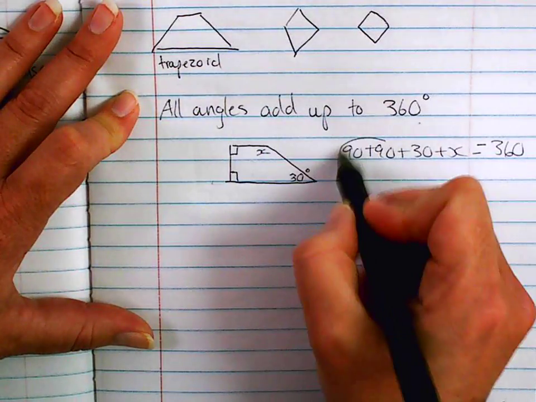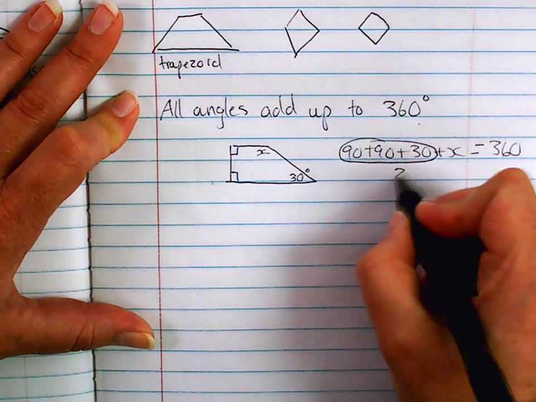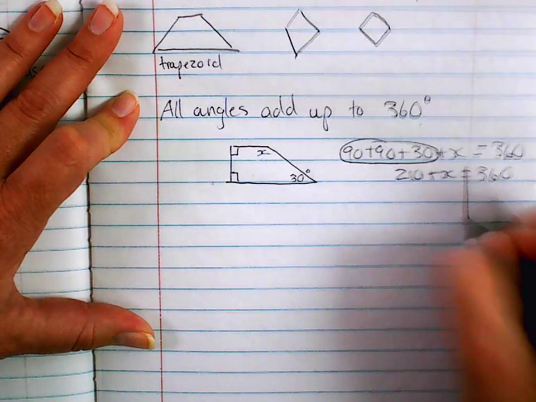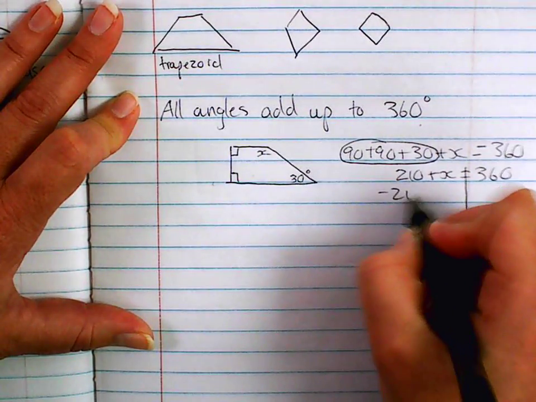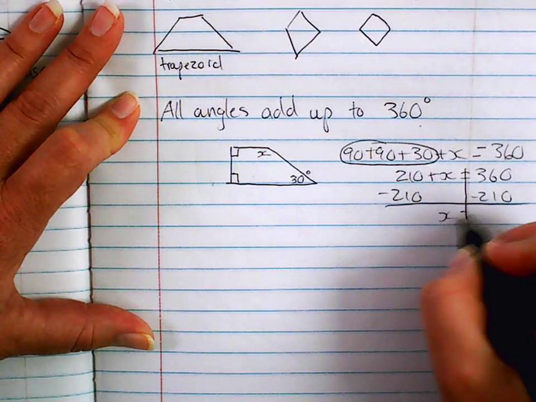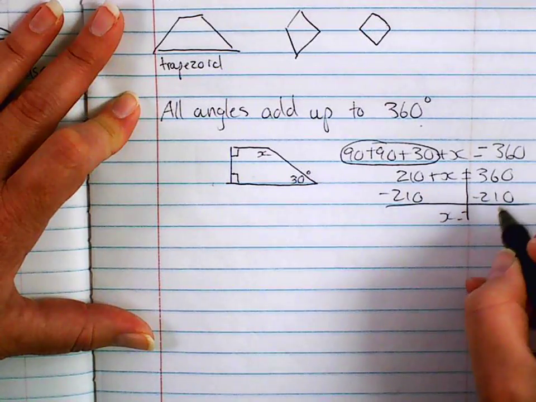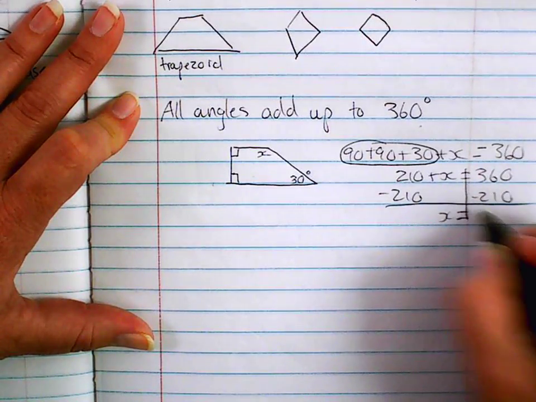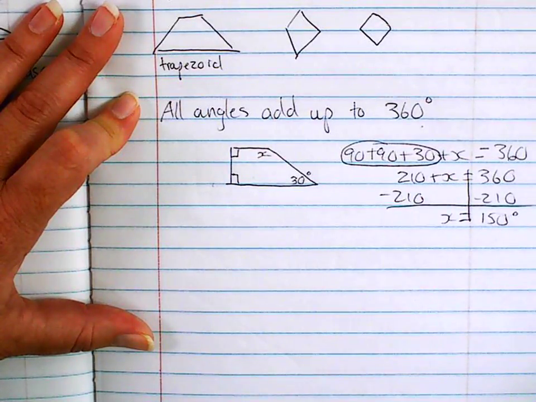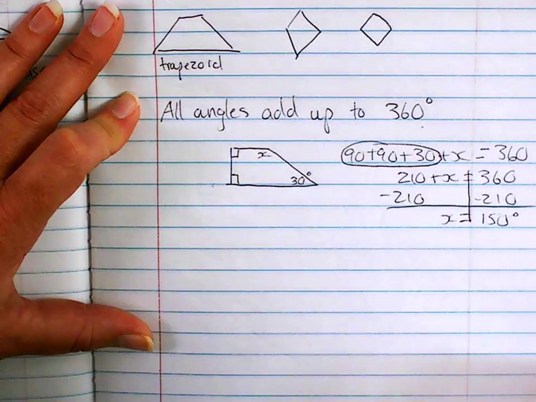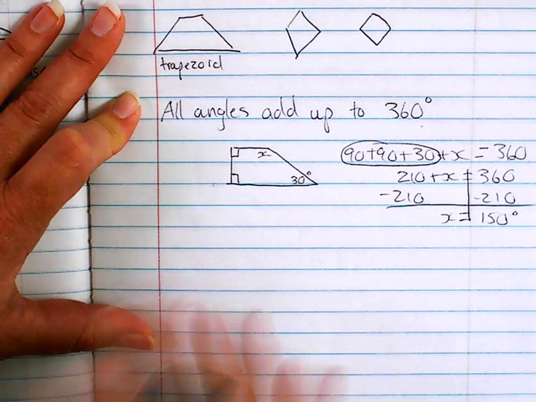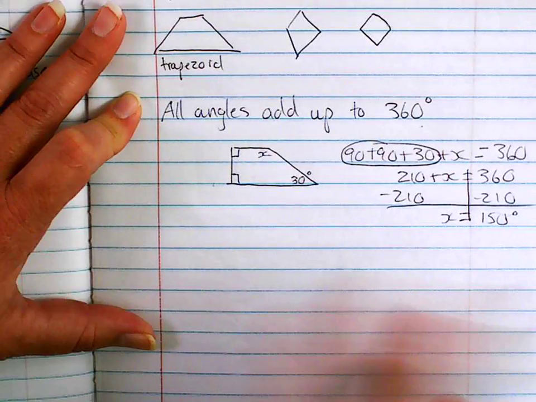Add up my numbers. 180 plus 30 is 210, plus x is 360. Get x alone. Minus 210, minus 210. My answer is 150 degrees. Okay? Now I'm going to show you one more thing so that we realize that there is a way to play around with these triangles and quadrilaterals.